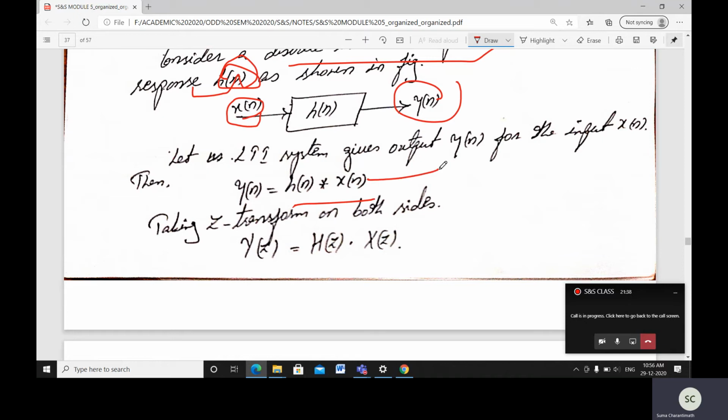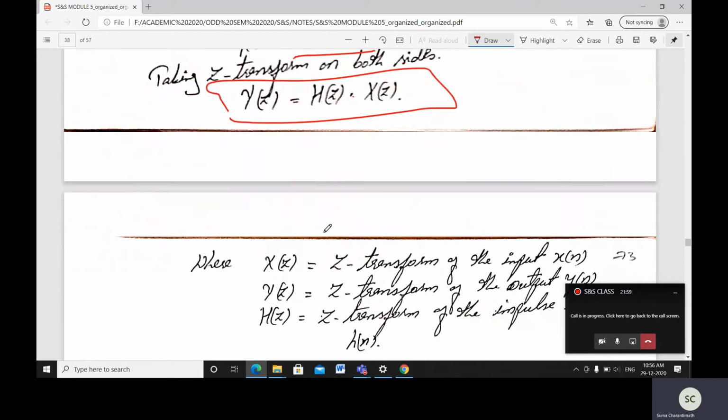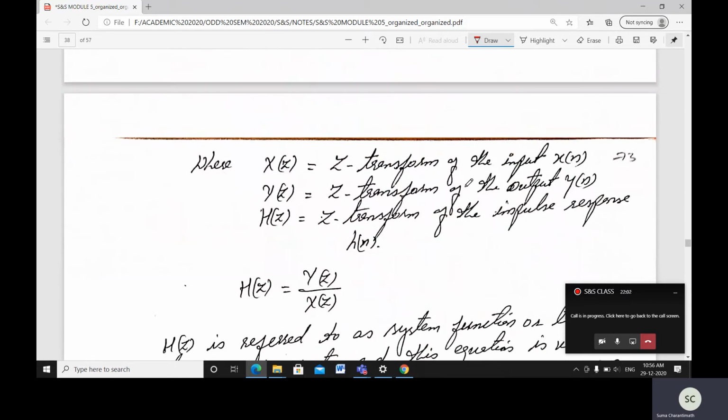In terms of time domain, the output is represented as a convolution. If I apply the z transform, after the z transform you will get Y of z equals H of z multiplied by X of z. Here X of z is the z transform of the input x of n, Y of z is the z transform of the output y of n, and H of z is the z transform of the impulse response h of n. Then H of z is equal to Y of z divided by X of z.